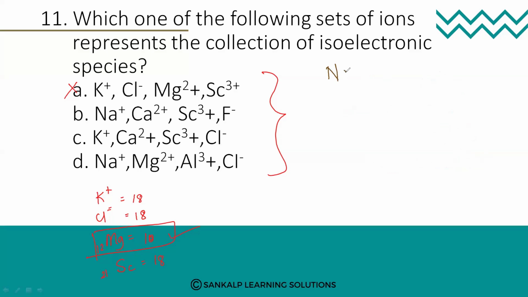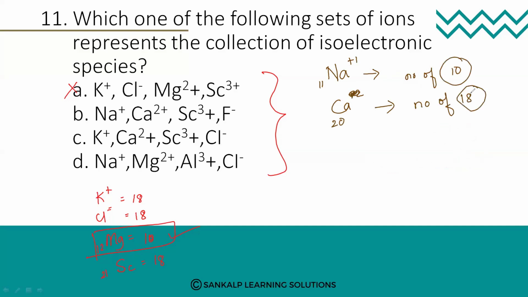So sodium is 11, and with plus 1, the number of electrons is 10. Then calcium is Ca plus 2. Calcium is 20, so plus 2 means the number of electrons lost is 2. So it will be 18. So here 10, here 18.